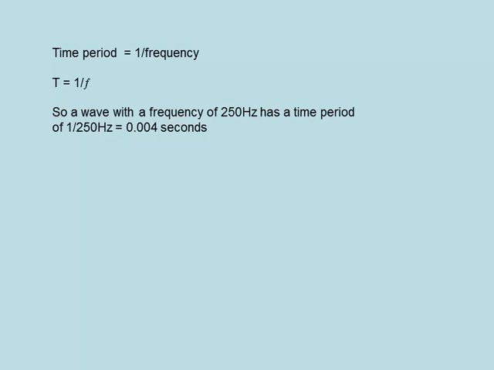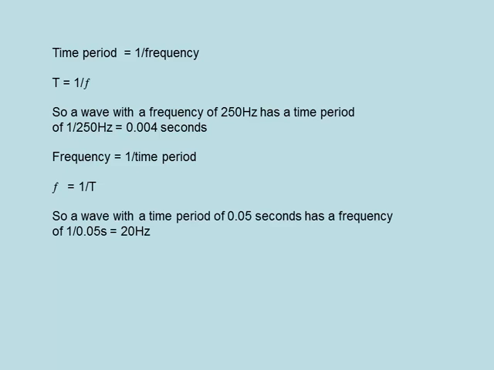So a wave with a frequency of 250 Hz, or 250 complete waves per second, has a time period of 1 over 250 Hz, which gives 0.004 seconds. Frequency is 1 over time period. f is 1 over T. So a wave with a time period of 0.05 seconds has a frequency of 1 over 0.05 seconds, which is 20 Hz.